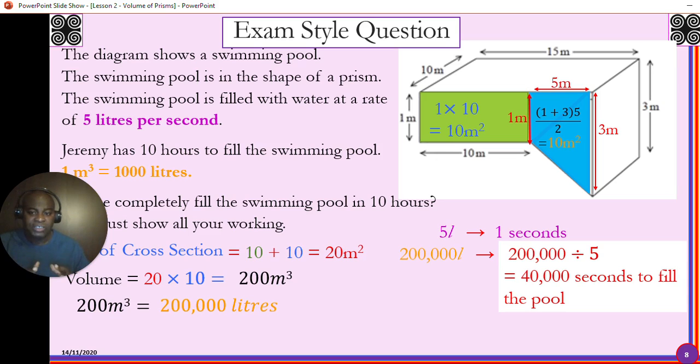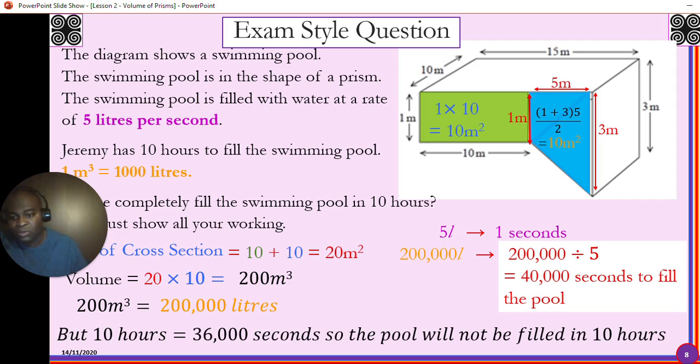So now let's convert 10 hours into seconds and compare if it is more or less than 40,000 seconds. Hours to minutes is times by 60. Minutes to seconds times by 60. So we're going to times 10 by 3,600. And 10 hours will equal 36,000.